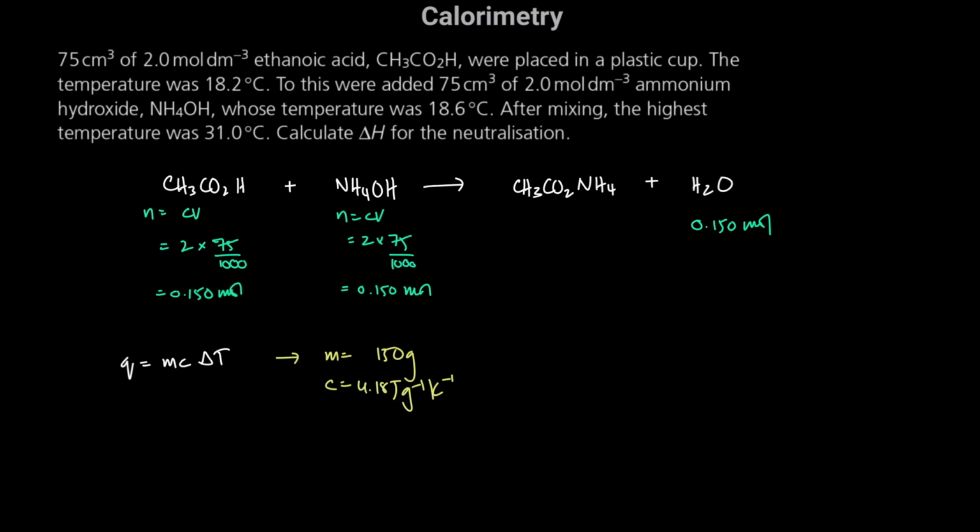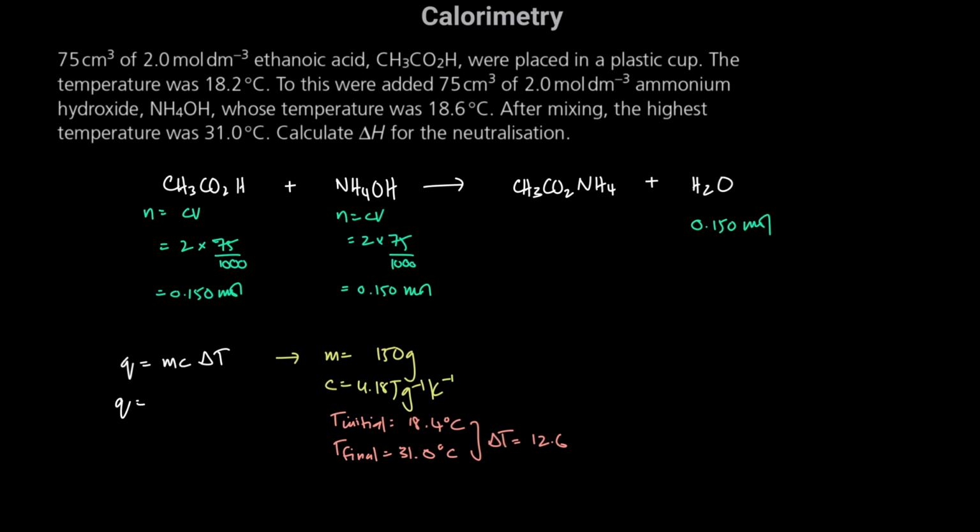Now over here, we can say that the initial temperature was 18.4 degrees Celsius, because you're mixing two solutions with equal volumes. One has a temperature of 18.2, the other has a temperature of 18.6. So we just take the average. And the final temperature was 31.0 degrees Celsius, which means that the delta T is equal to 12.6 degrees Celsius.